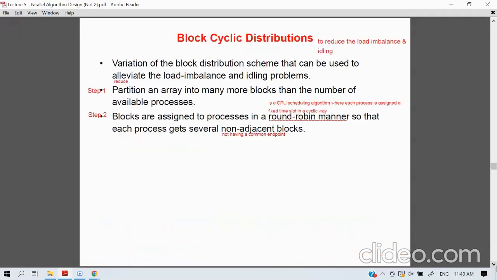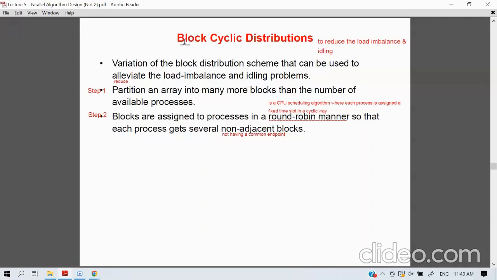Okay, all right. This one is block cyclic distribution. Block cyclic distribution is implemented if we want to reduce the load imbalance and idling. So let's say the previous technique that we selected is not good and contains load imbalance and idling, so we might use block cyclic distribution. It is a variation of the block distribution scheme that can be used to alleviate the load imbalance and idling problem.